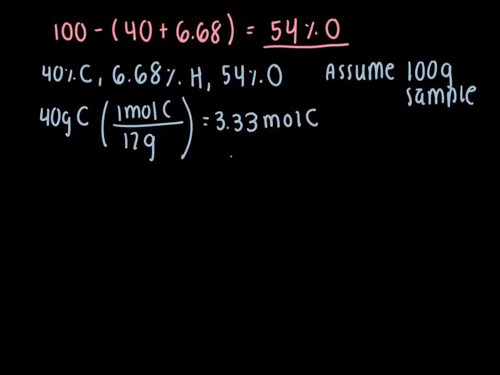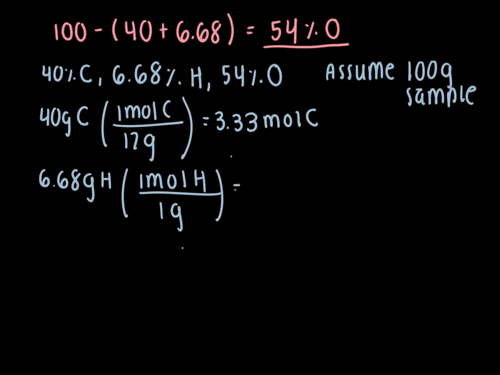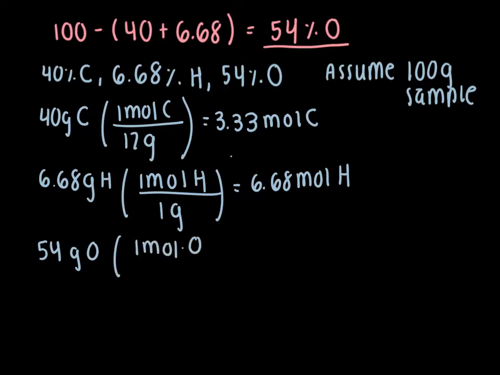So we can do the same thing for our hydrogen now. If we have 6.68 grams of hydrogen and we divide by the molar mass of 1 gram per mole, we're going to get 6.68 moles of hydrogen. And same goes for oxygen. Our 54 grams of oxygen gets divided by 16 grams per mole, and we end up with 3.4 moles of oxygen.